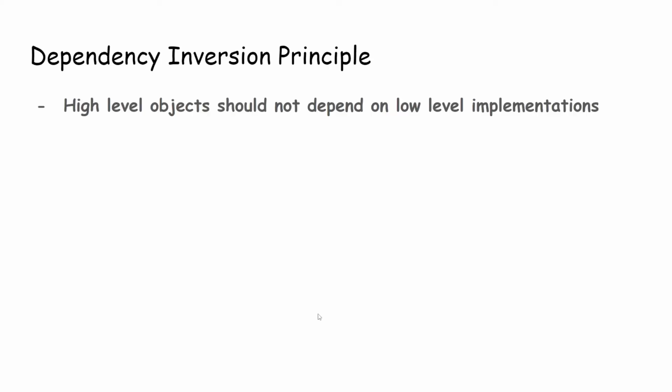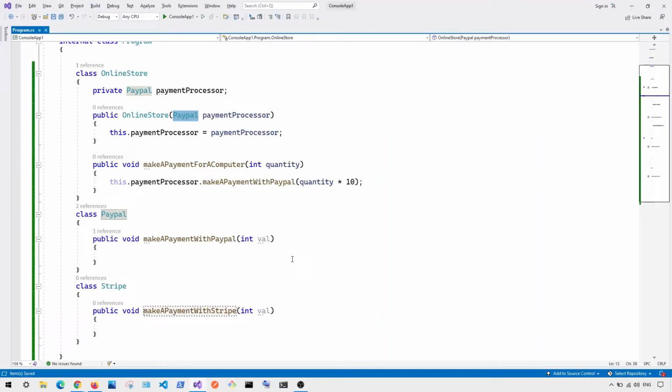So for the dependency inversion principle, basically we shouldn't have high level objects depend on low level implementations. And let me show you that in an example. So here you can see we have a problem, right? We have our class called OnlineStore, which takes this payment processor as a dependency.